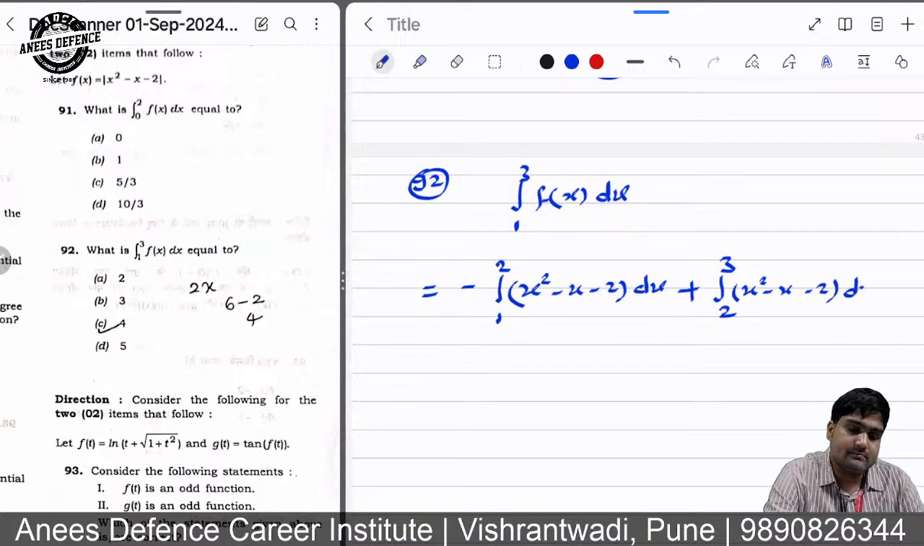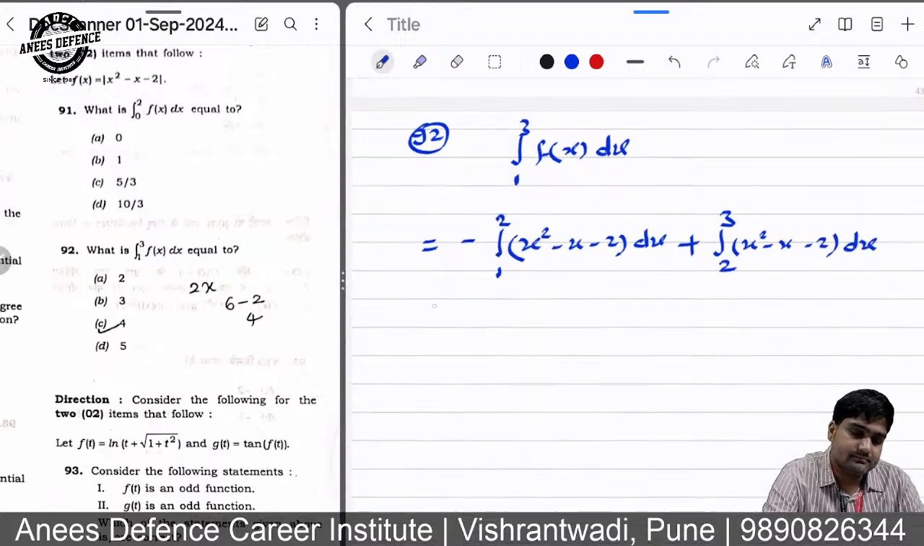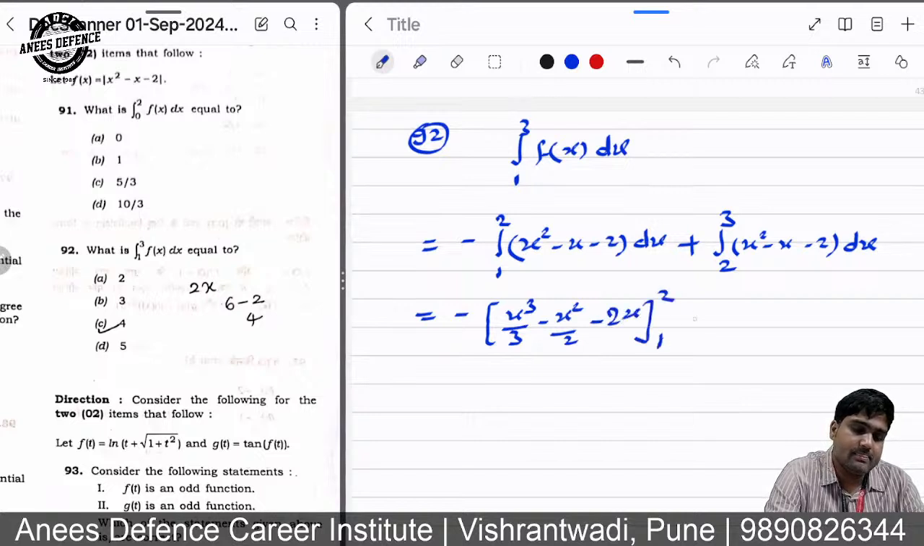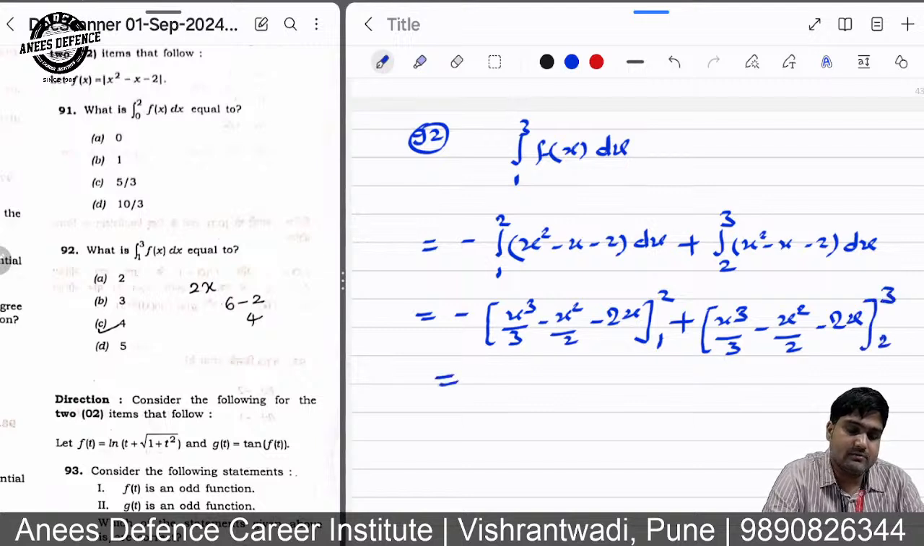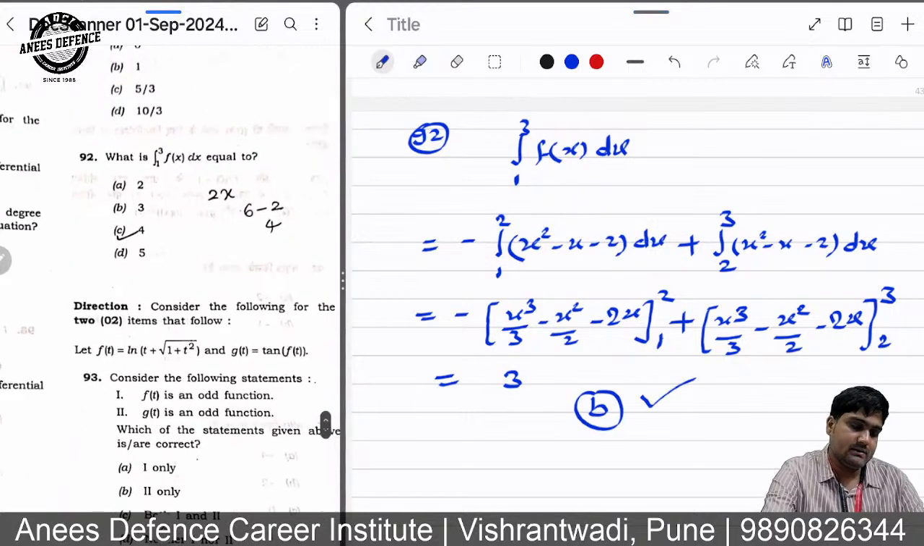Now integrate these two functions: x cubed by 3 minus x square by 2 minus 2x from 1 to 2, and x cubed by 3 minus x square by 2 minus 2x from 2 to 3. Now put in the limits, and after solving we get the value of this integral as 3. So option B is the correct answer for question number 92. Okay, next question.